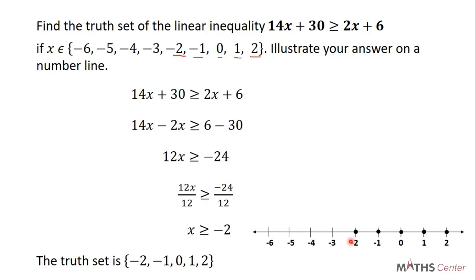So it's pretty simple. If the set is defined for you, your answer is going to be the members in the set that satisfies the answer that you got in the question. So here the answer we got was s is greater than or equal to -2. So what this means is that the answer to this inequality are members in this set that are greater than or equal to -2, and those members are -2, -1, 0, 1, 2. And this is how to illustrate it on the number line.